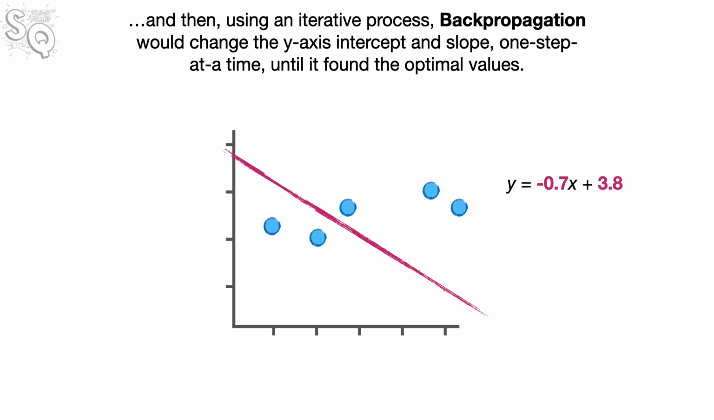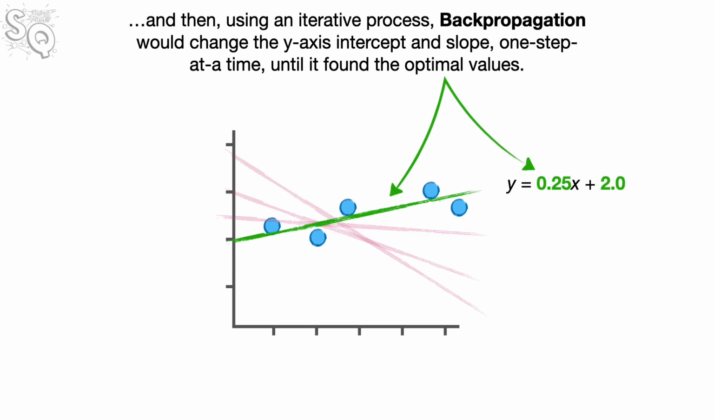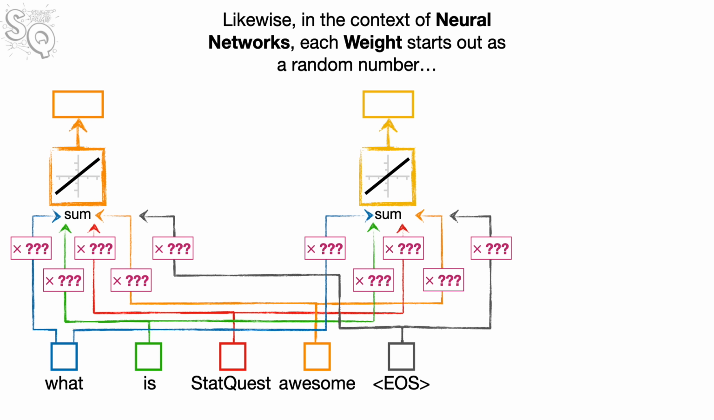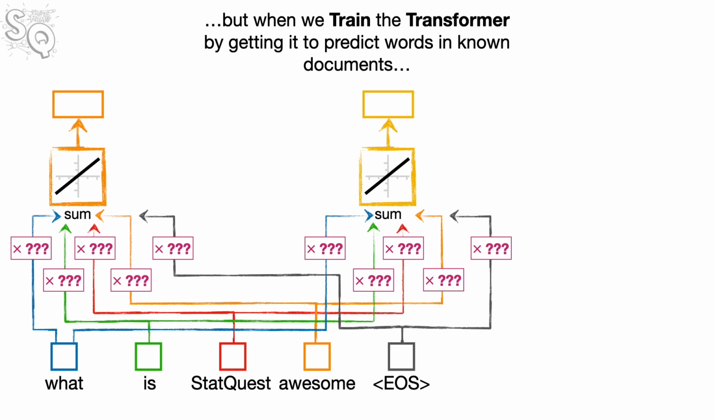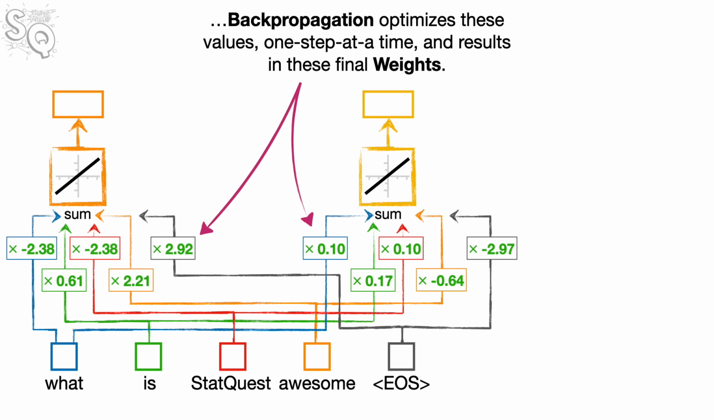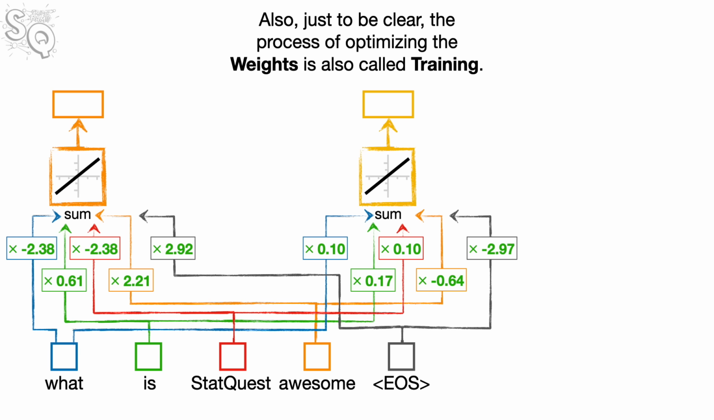And then, using an iterative process, backpropagation would change the y-axis intercept and slope one step at a time until it found the optimal values. Likewise, in the context of neural networks, each weight starts out as a random number. But when we train the transformer by getting it to predict words in known documents, backpropagation optimizes these values one step at a time and results in these final weights. Also, just to be clear, the process of optimizing the weights is also called training.